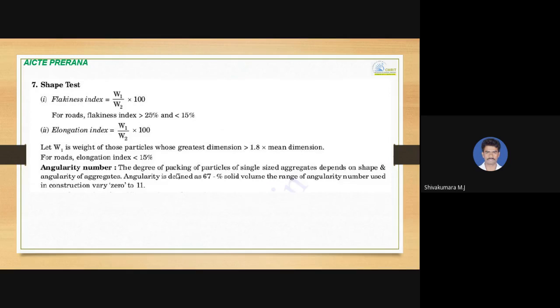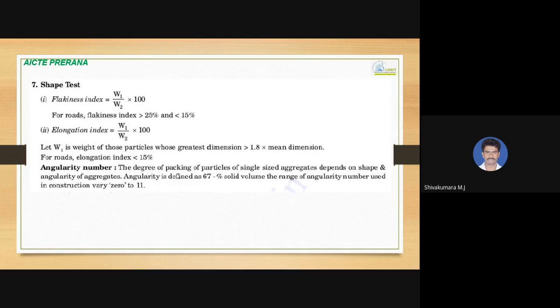So different shapes of aggregates are available. It depends on the characteristics of the parent rock, the type of crusher we have used, the reduction ratio, and what size the aggregate is being reduced to. All these factors will influence the shape of aggregate. So it is not acceptable to have a high percentage of flaky or elongated aggregates in a sample of aggregate.